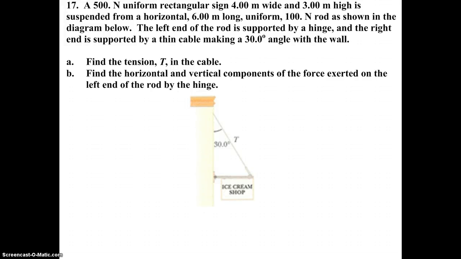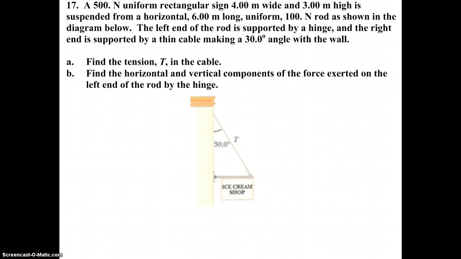Welcome to the solution to the AP Physics Equilibrium problem set, problem number 17. We have a 500 Newton uniform rectangular sign. The word uniform indicates that we can use the center of the sign to be where the weight is located. In other words, whenever you hear that an object is uniform, you can consider its weight to be located at its center.